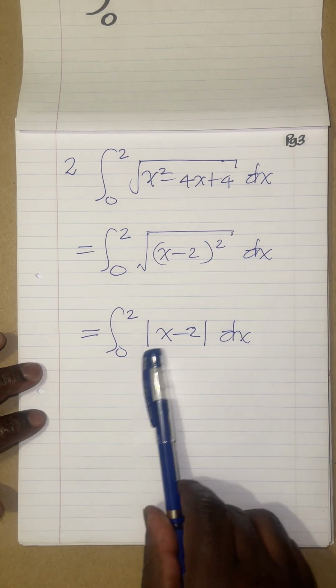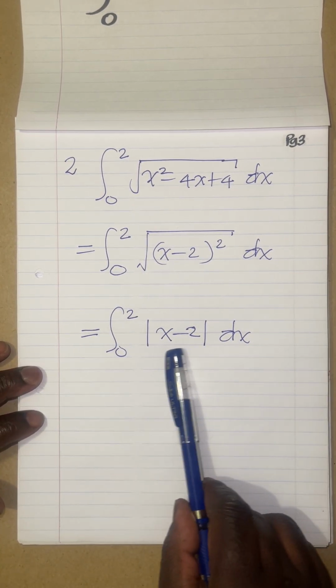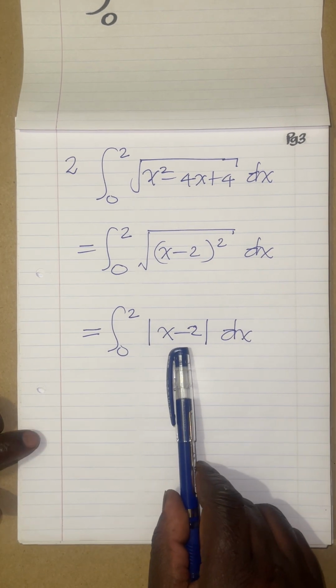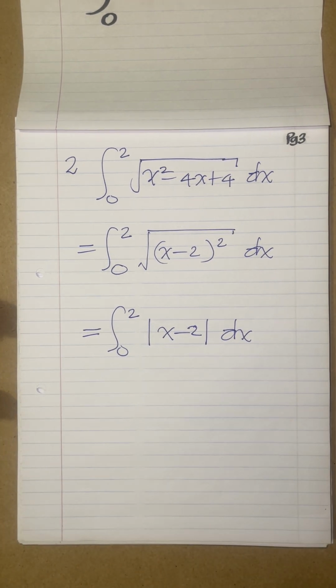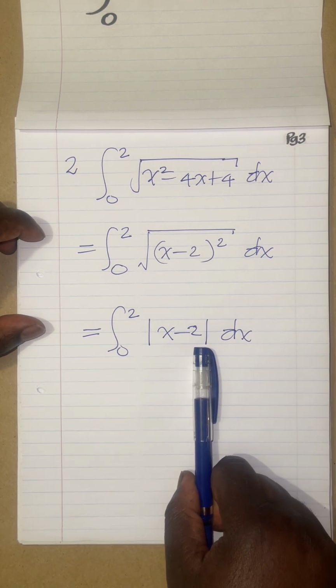Now, if you look at the definite integral here, it's just the area under the graph from 0 up to 2. So now let's look at this. We have to sketch this. What am I saying now? I'm saying we have to sketch the graph of y equals the absolute value of x minus 2 and check.